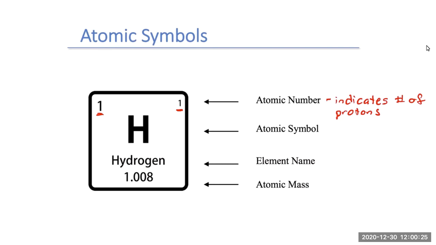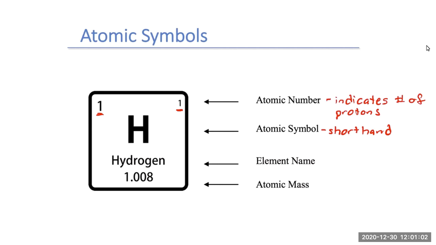Then we have our atomic symbol. The atomic symbol is usually a shorthand for the element. Atomic symbols are typically 1 to 2 letters long, and they become a shorthand version of writing the element out. So instead of writing the entire word hydrogen whenever we talk about it, we can write the capital letter H. And atomic symbols are written with the first letter being capitalized and the second letter is lowercase.